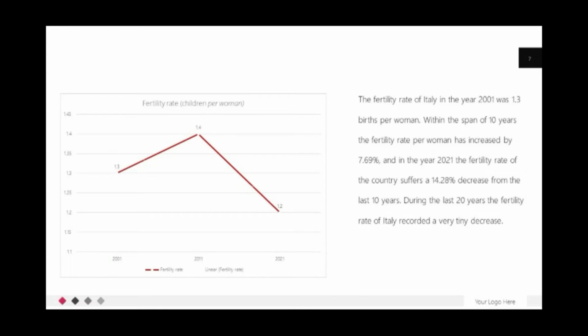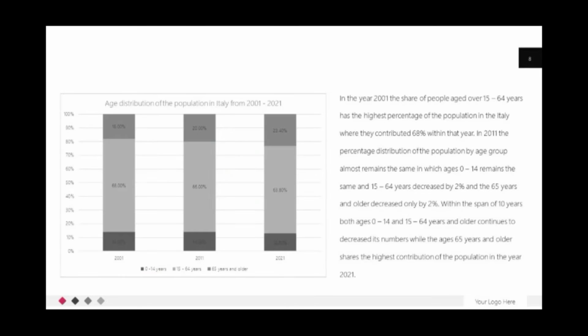The fertility rate of Italy in the year 2001 was 1.3 births per woman. Within the span of 10 years, the fertility rate per woman increased by 7.69%, and in the year 2021, the fertility rate of the country suffered a 4.28% decrease from the last 10 years. During the last 20 years, the fertility rate of Italy recorded a very tiny decrease.